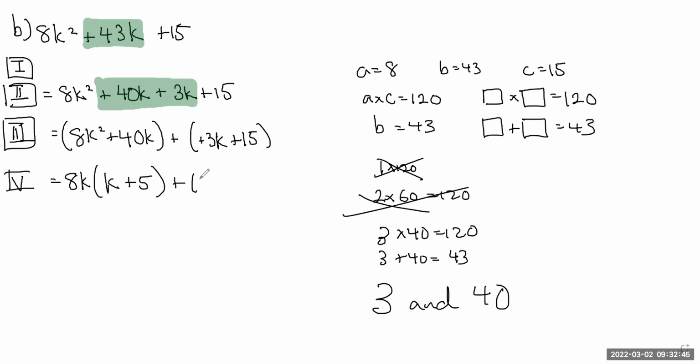Next one. 3 and 15, I can divide out a 3. And once again, if you're doing it right, here's the signal. These 2 brackets will always be the same. And so here's part 5.